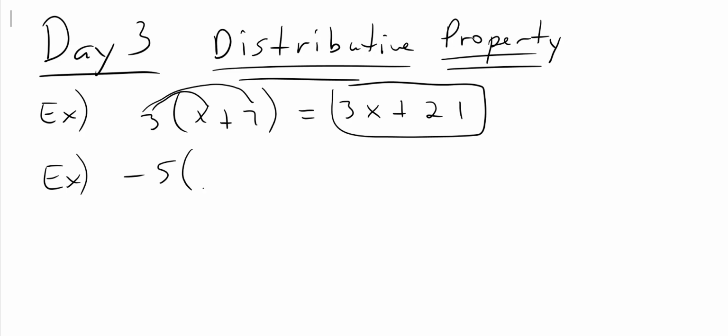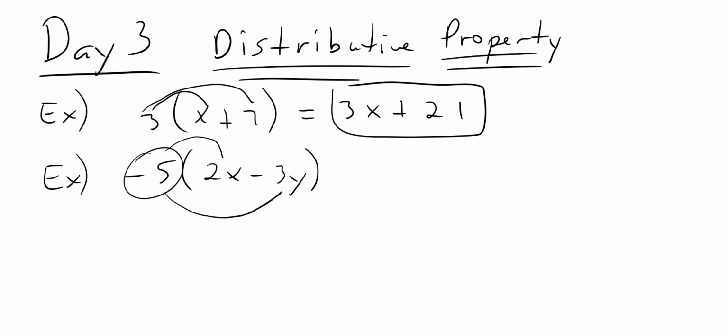Negative 5 parentheses 2x minus 3y. So once again, you're going to take the negative 5. You've got to be careful with your signs now. So you're going to distribute that to the positive 2x and to the negative 3y. So that's why you got to, again, always watch the sign. That negative belongs to the 3y.